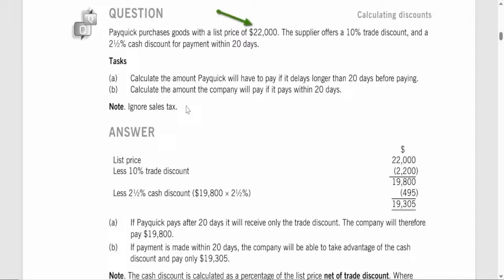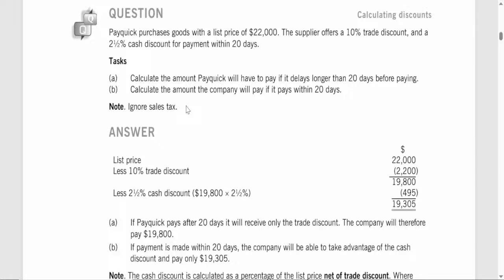2. Discounts offered. Trade discount of 10% on the list price. A trade discount is usually given to businesses to encourage bulk purchases or reward loyal customers. Cash discount of 2.5% if payment is made within 20 days. This discount is an incentive for quick payment, helping the seller improve cash flow.